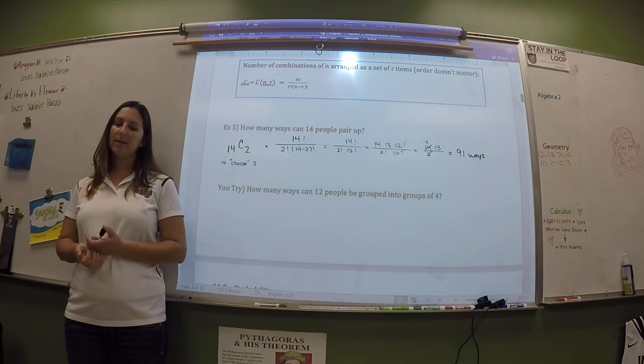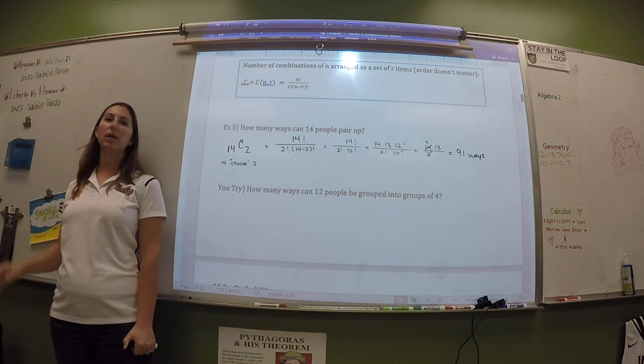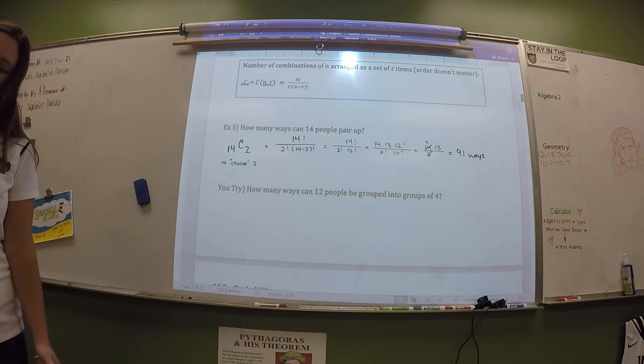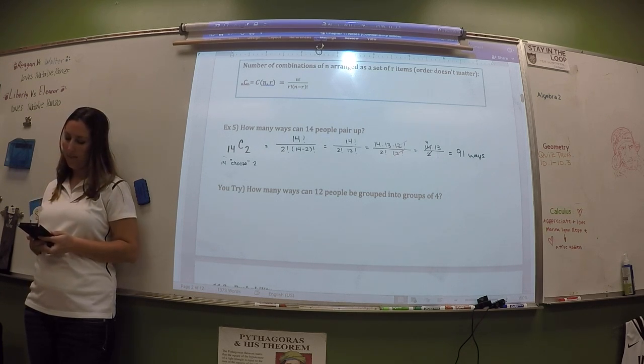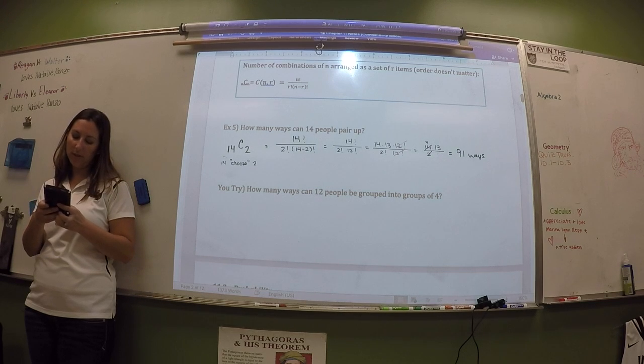So try to simplify as much as possible if you don't have a calculator. But that is also on your calculator if you go to menu and then probability combinations. You can do 14, comma 2, and you get 91.